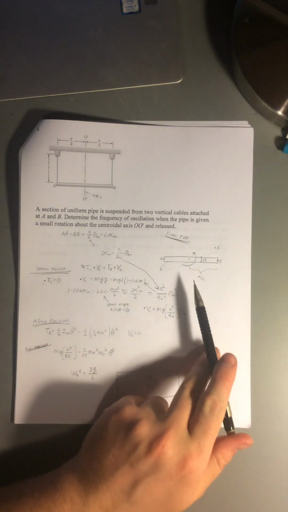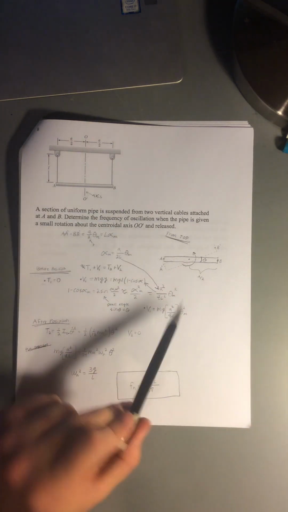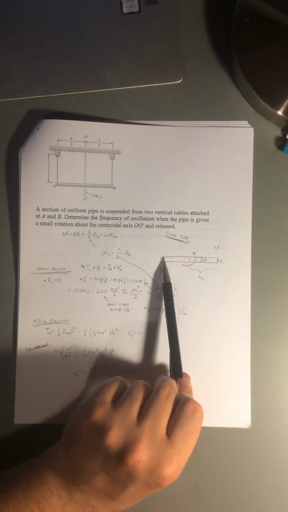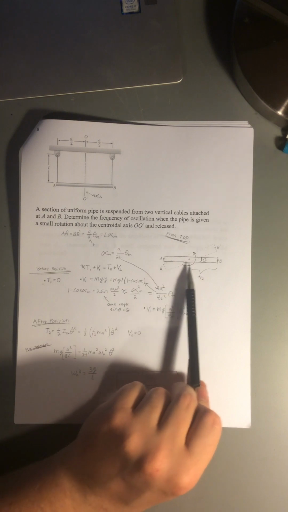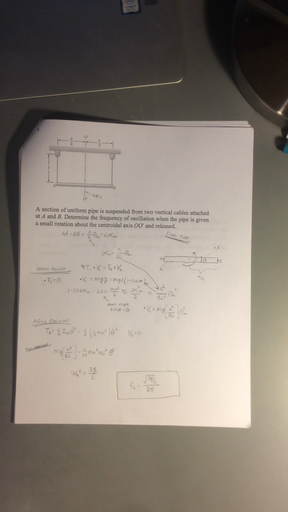And we're asked to determine the frequency of oscillation when the pipe is given a small rotation about the axis OO prime. The pipe here is oscillating back and forth along this axis, so I started by drawing this diagram here to help me visualize that. From the top view we can see that this darker pipe here is before, and then it oscillates to this dotted line here, and it will continue to oscillate back and forth.